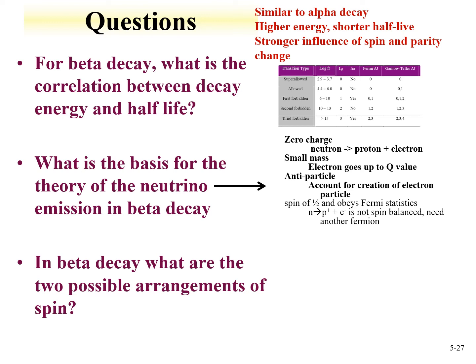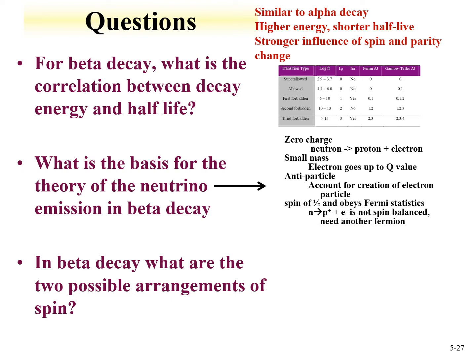And also, this neutrino should have a spin of 1/2 and obey Fermi statistics. Since a transition where a neutron goes to a proton plus an electron is not spin balanced, there's a need for another fermion to account for a spin of 1/2 and balance the equation.